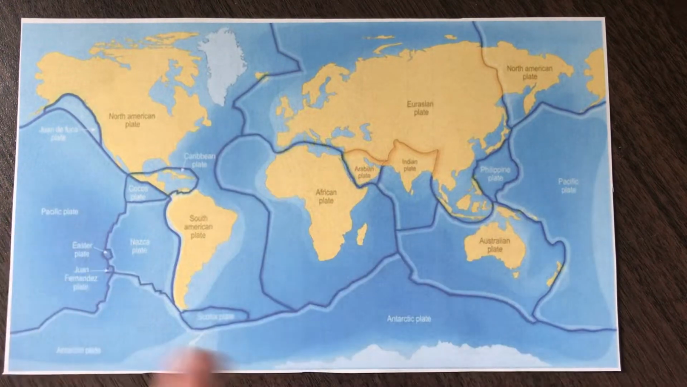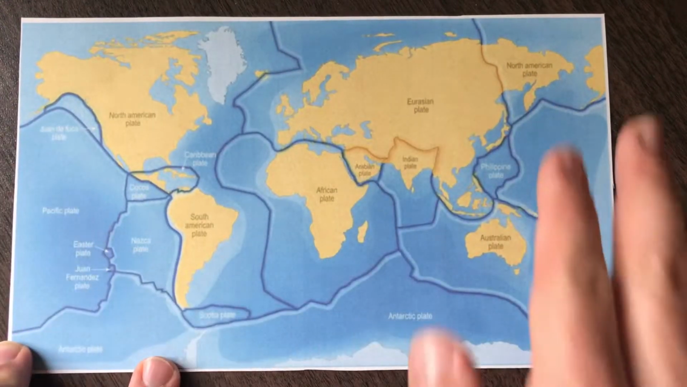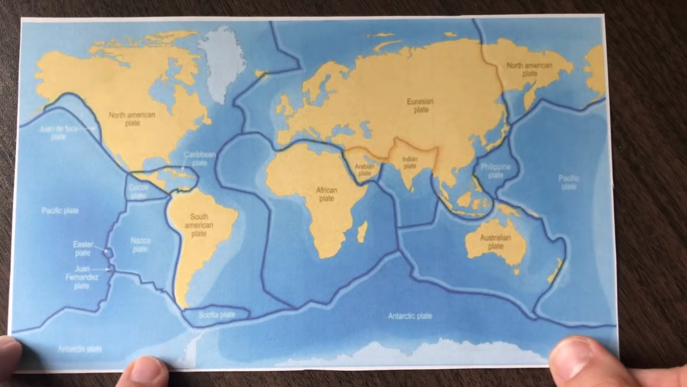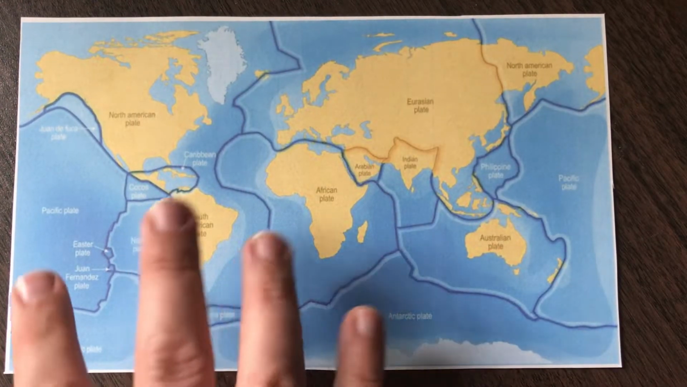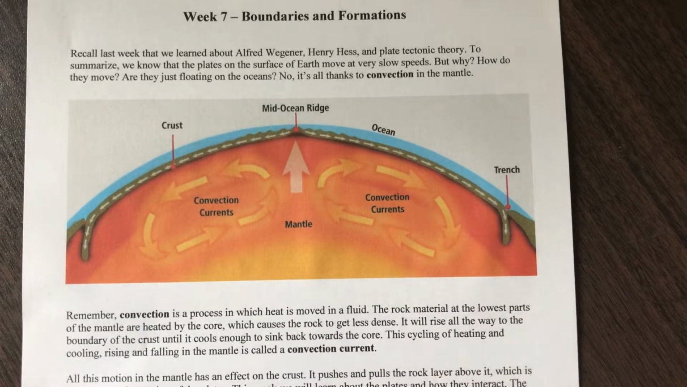You may remember last week in the packet we talked about Dr. Hess and Alfred Wegener and the idea of tectonic theory, the concept that these massive land masses move around somehow, very slowly, but they move around. And eventually, over time, we understand that they move because of convection. Convection is something that we have already worked on.